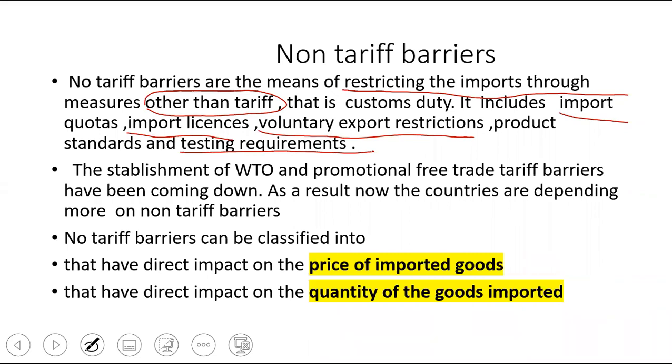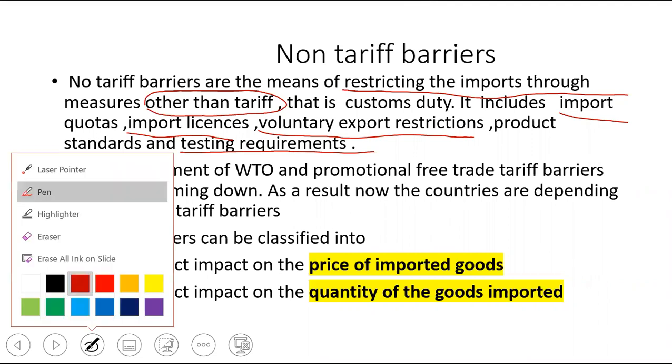What are the non-tariff barriers? That's what we are going to discuss. Non-tariff barriers are divided into two. How are we dividing it? First one, how it is impacting the price of imported goods.